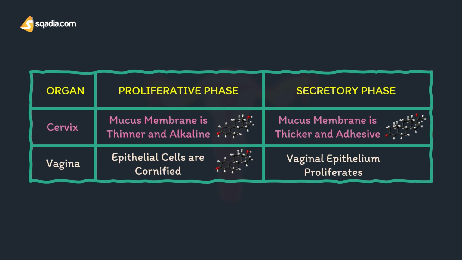And in the secretory phase, the vaginal epithelium proliferates due to the action of progesterone, and it is also infiltrated with leukocytes. And these 2 changes increase the resistance of the vagina to infection. So what happens here is that in the cervix and vagina, during the proliferative phase, estrogen is going to act, and in the secretory phase, progesterone is going to be acting. So that was all for the changes in the cervix and vagina.